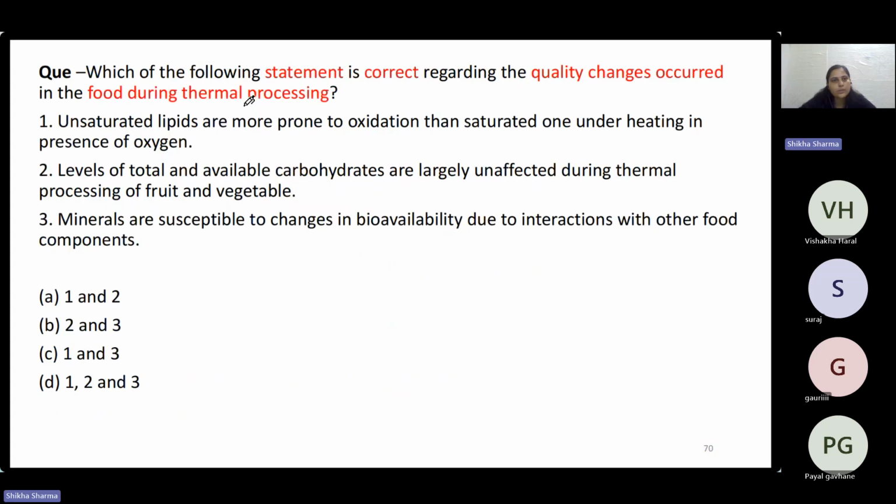Let's see the last question for today. Which of the following statements is correct regarding quality changes occurring in the food product during thermal processing? First, unsaturated lipids are more prone to oxidation than saturated ones under heating in the presence of oxygen. Second, the level of total and available carbohydrates is largely unaffected during thermal processing of fruits and vegetables. Then third, minerals are susceptible to change in bioavailability due to interaction with other food components.